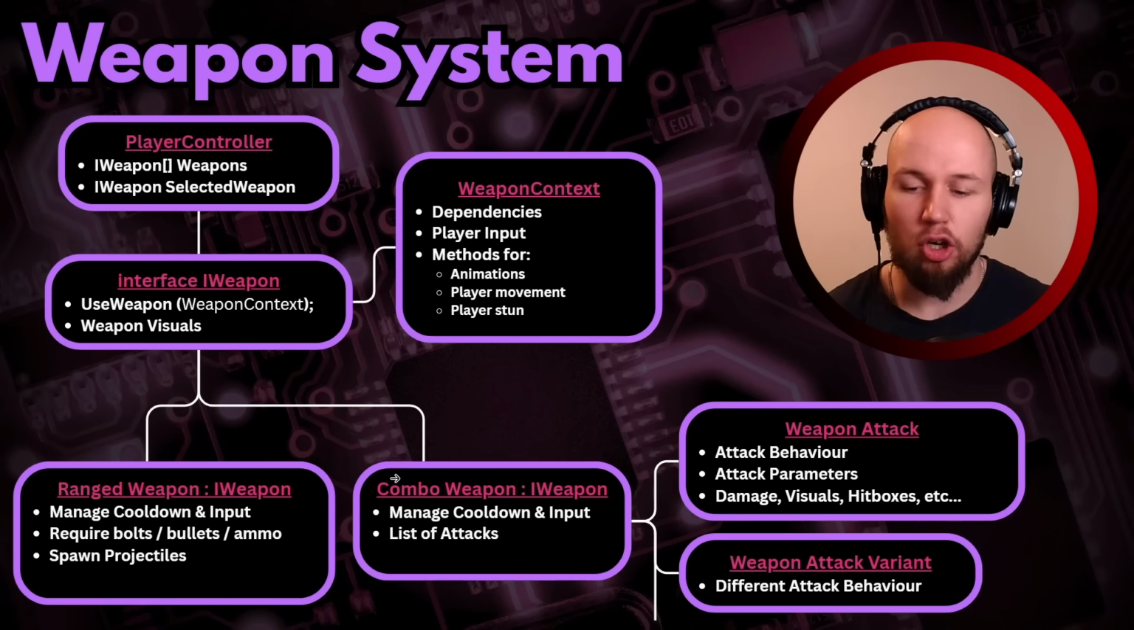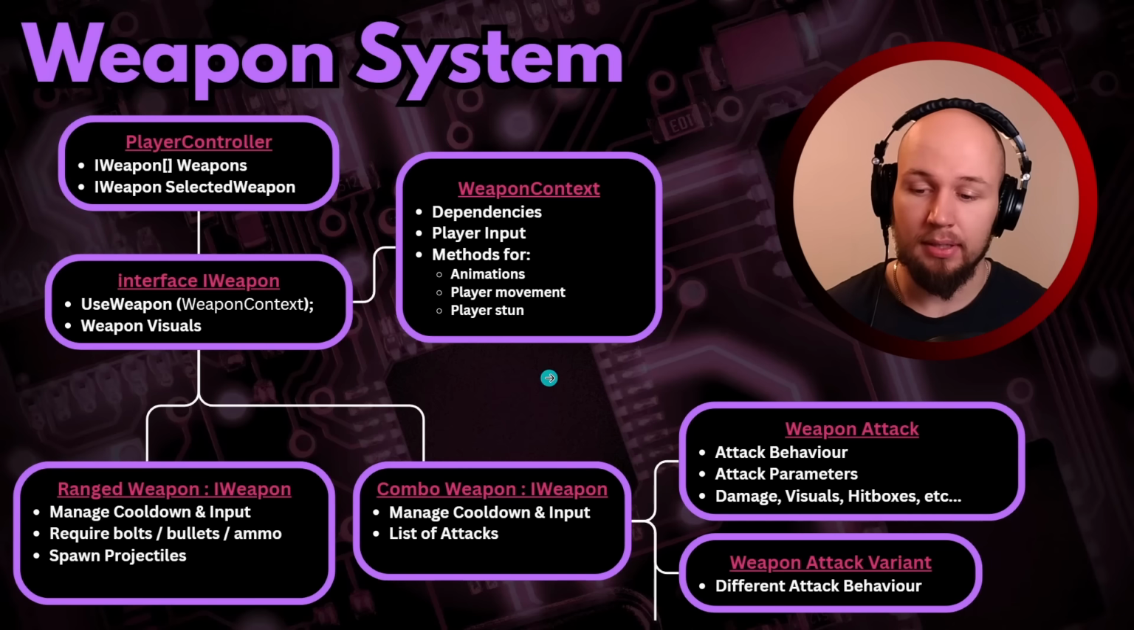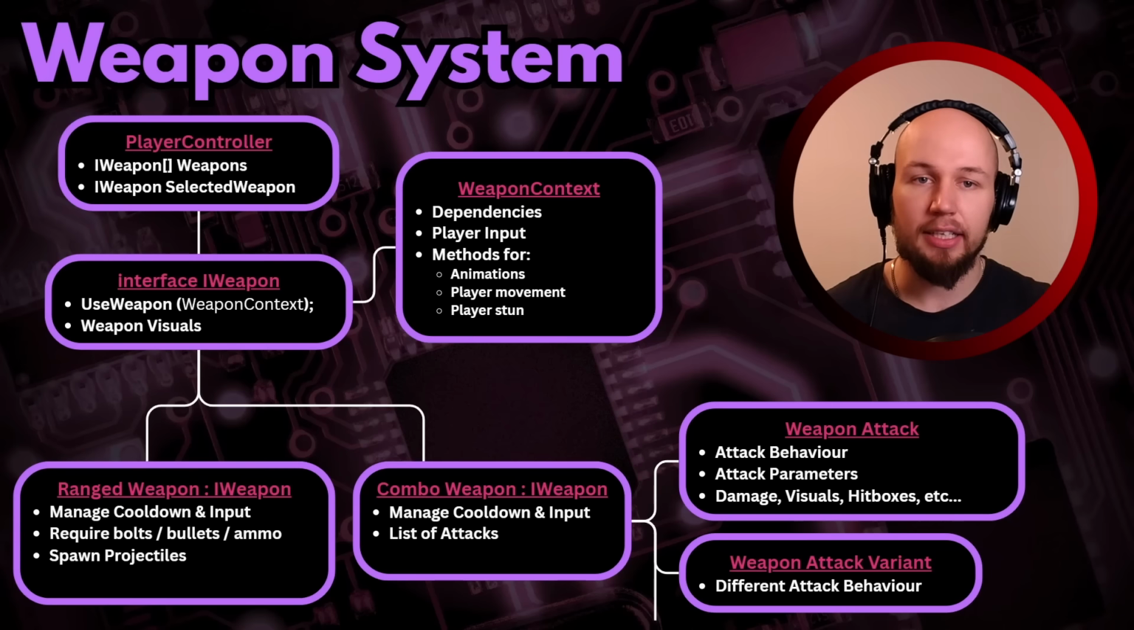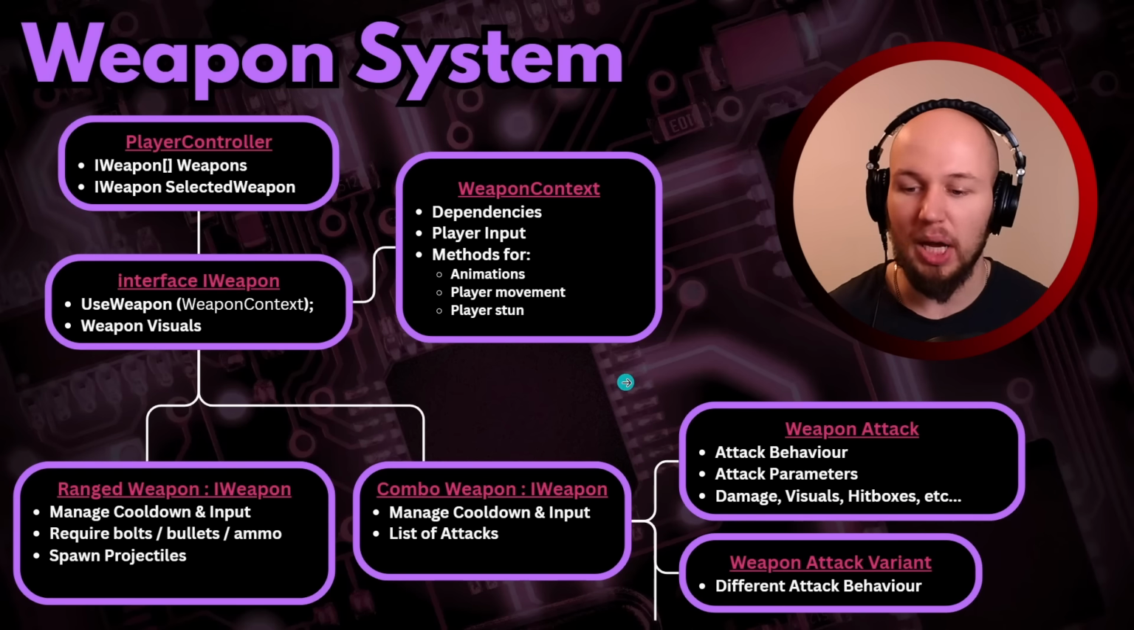And the combo weapon is a bit more relevant for my game, since my game has mostly melee weapons. The combo weapon is basically a weapon where you have a list of attacks, and each of the attacks has their own unique behavior, and then when you're attacking repeatedly, we cycle through each of the attacks. So you might have a slash and a swing and a smash kind of combo, where you have 3 different attacks in a row.